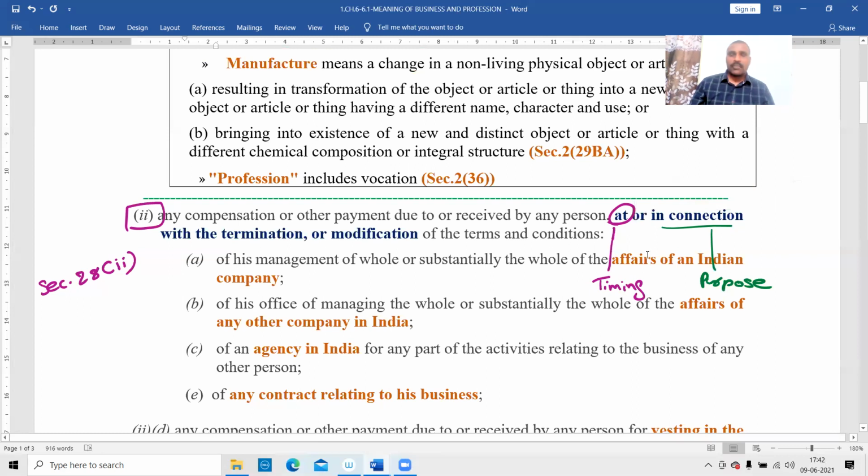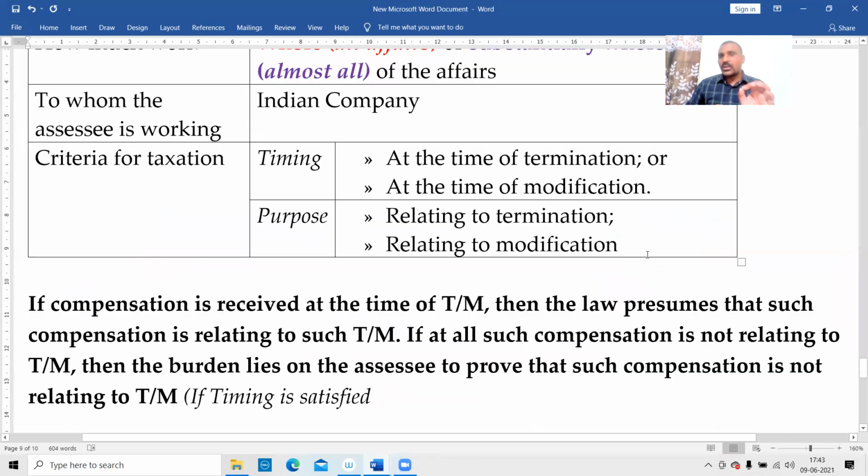People may get confused. Okay, timing is satisfied, purpose is satisfied, okay, then it is okay. No. It's not that alternative conditions. Timing should be satisfied, purpose also should be satisfied. Just because compensation is paid at the time of termination, we can't say that it is taxable. Even though timing is satisfied, purpose should also be satisfied. But the purpose, law presumes that purpose. If that purpose is not satisfied, you have to prove. Okay, law presumes that if the timing is satisfied, purpose is also satisfied. If the purpose is not satisfied, assessee has to prove. But the timing and purpose both have to be satisfied. That is the important part.